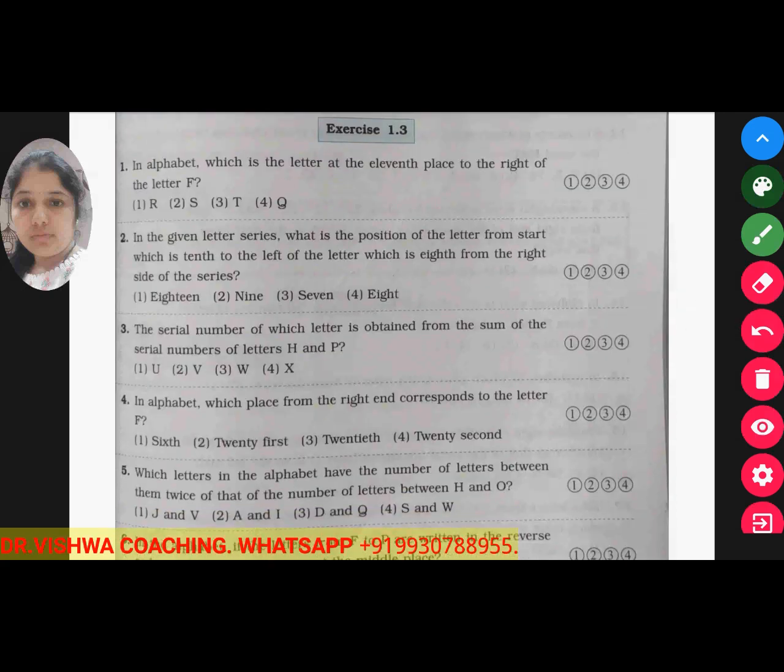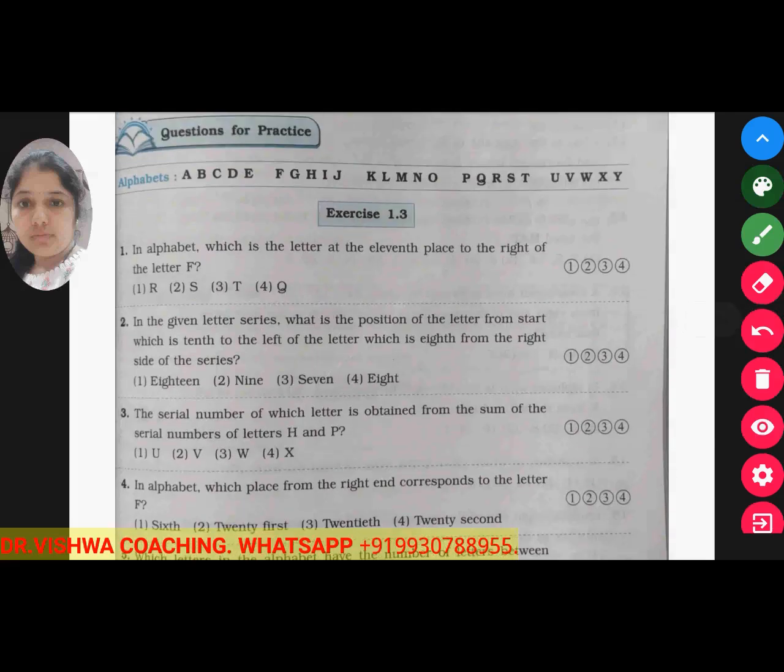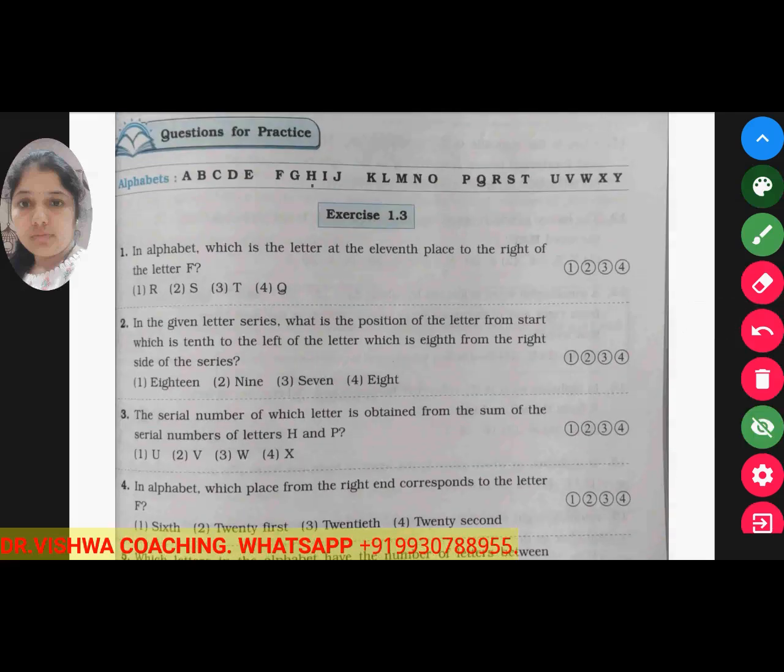The serial number of which letter is obtained from the sum of the serial numbers of letters H and P? Now what is the serial number of letter H? H is at 8th position and P is at 5, 10, 15, so 16th position. So 16 plus 8 becomes 24. Now which letter is at 24th position? X is the letter which is at 24th position. So option number 4 is the right choice here.